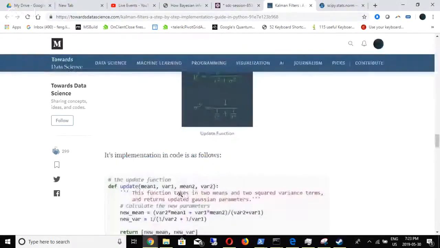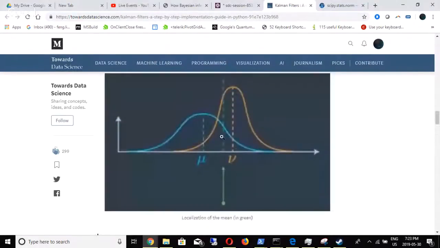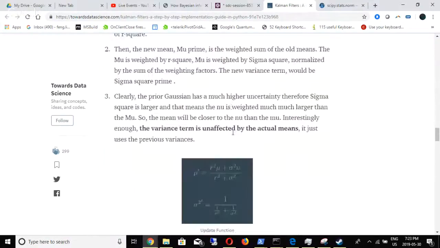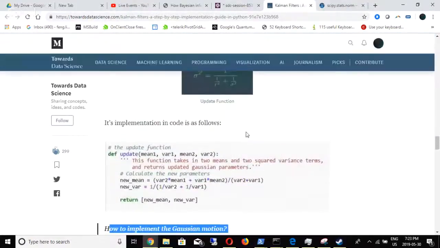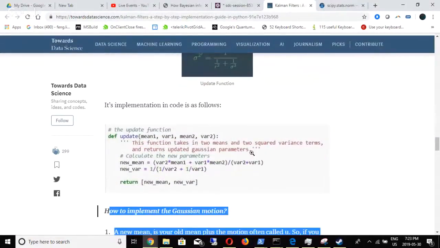And when this happens, the variance becomes even smaller, so it's even more certain after this. There's a way to prove it. I haven't had the time to go through that.